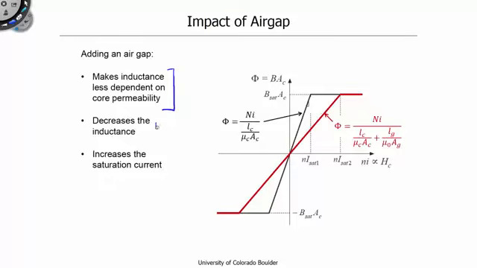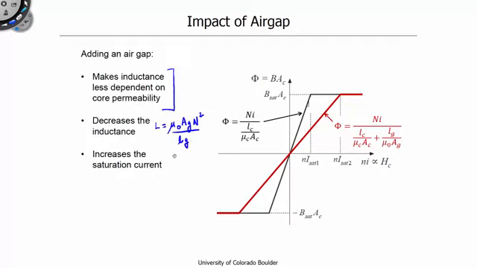A negative impact, however, is that our inductance, which is now given by mu naught Ag N squared over Lg, is considerably smaller than if we had no air gap, because now with the air gap, the permeability used in the expression is mu naught instead of mu c. Mu c, remember, was much greater than mu naught. However, this is a worthwhile trade-off because we can get our inductance back by adding more turns, or by increasing the cross-sectional area, or having a smaller gap length.